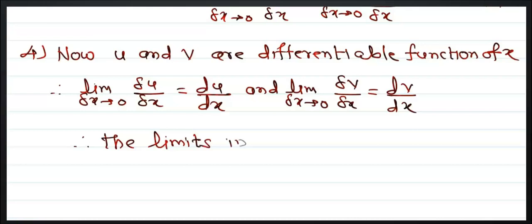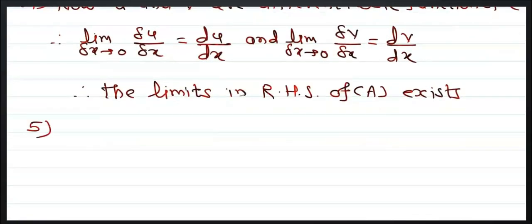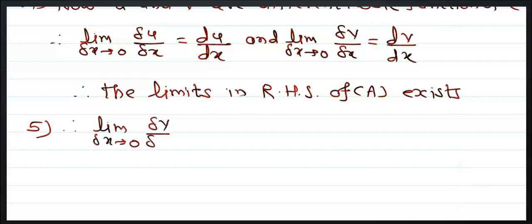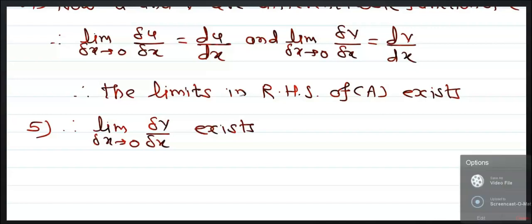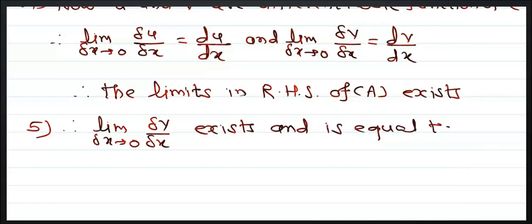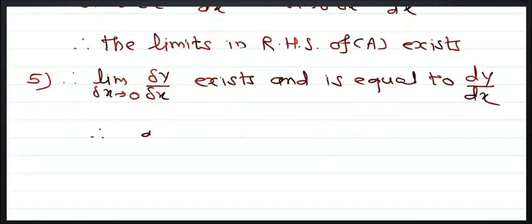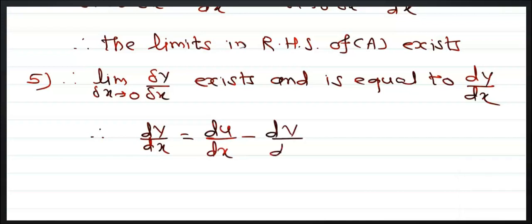The limit in the RHS exists and hence the limit on the LHS also exists. The limit delta x tends to 0, delta y upon delta x exists and is equal to dy by dx. Therefore, dy by dx is equal to du by dx minus dv by dx.